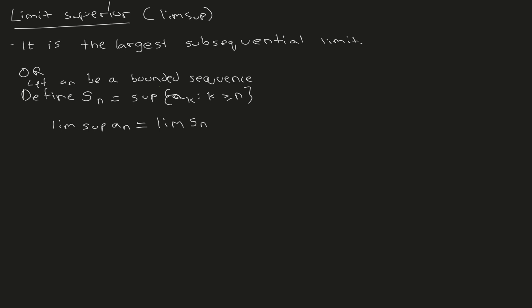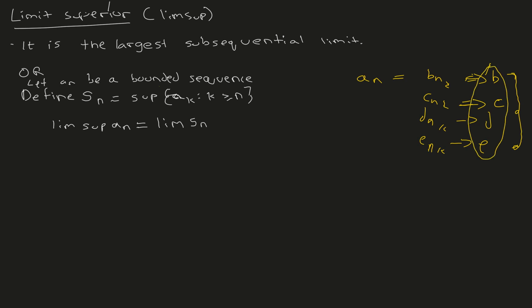If a sequence a_n has various subsequences such as b_nk, c_nk, d_nk, e_nk, and each of these subsequences has a limit, for example, b_nk tends to b, c_nk tends to c, d_nk tends to d, e_nk tends to e. So the limit superior, or lim sup, is basically the largest of these b, c, d, or e. So lim sup is the largest of all the limits of the subsequences of the sequence.